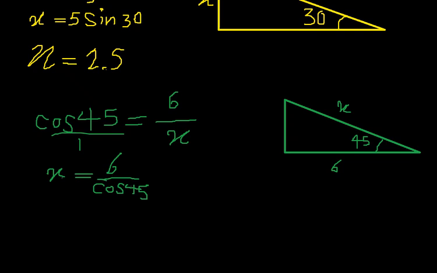6 over cos 45 is equal to 6 times the square root of 2, where the square root of 2 is about 1.41. So the answer, in terms of an approximate value, is almost 8.5.